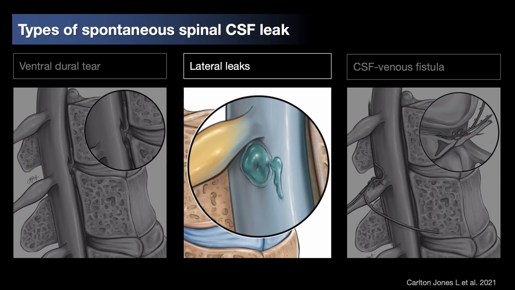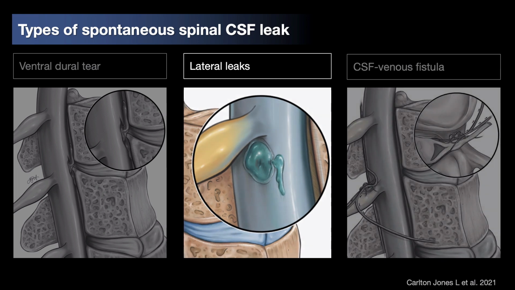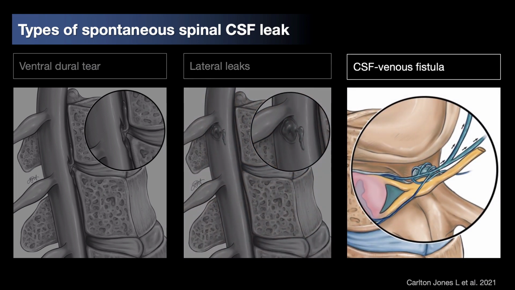And then we have this entity which has gained more recognition in the last 5 years, the CSF venous fistula. Now, this is an abnormal connection between the venous system and intrathecal CSF, and these are associated with a diverticulum in the vast majority of cases. And this is where intrathecal CSF is being drained into an abnormal meshwork of venous vessels, and this is being drained away either via a segmental paraspinal draining vein or into the venous epidural network.